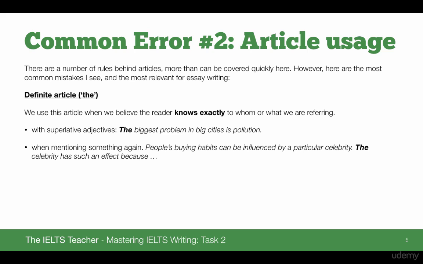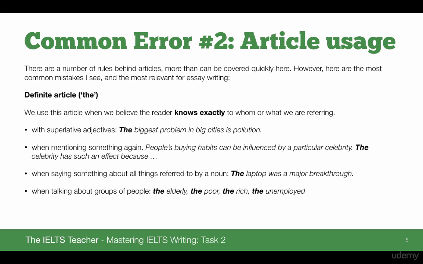When mentioning something again, after we've introduced it once, we can use the definite article. People's buying habits can be influenced by a particular celebrity. The celebrity has such an effect because... So when you introduce it again, then you can use the definite article. When saying something about all things referred to by a noun, the laptop was a major breakthrough. So that the laptop, the invention of that laptop, was a major breakthrough.